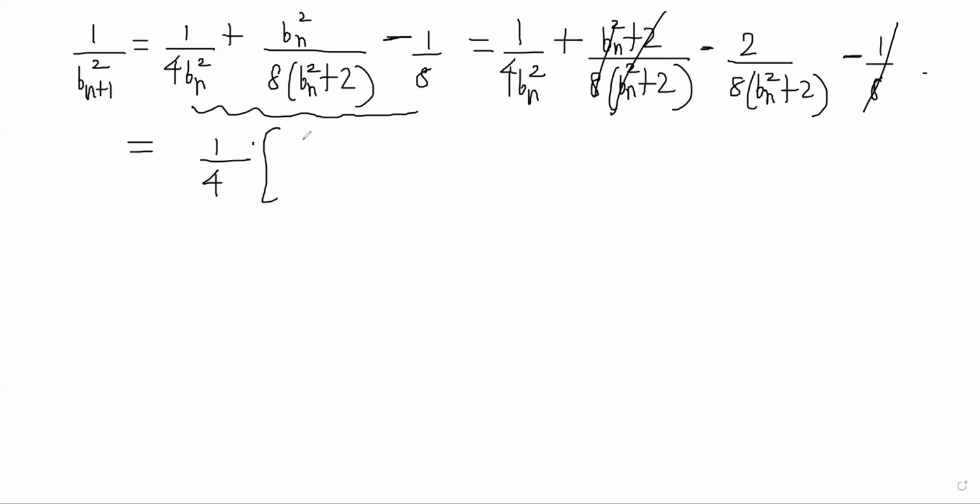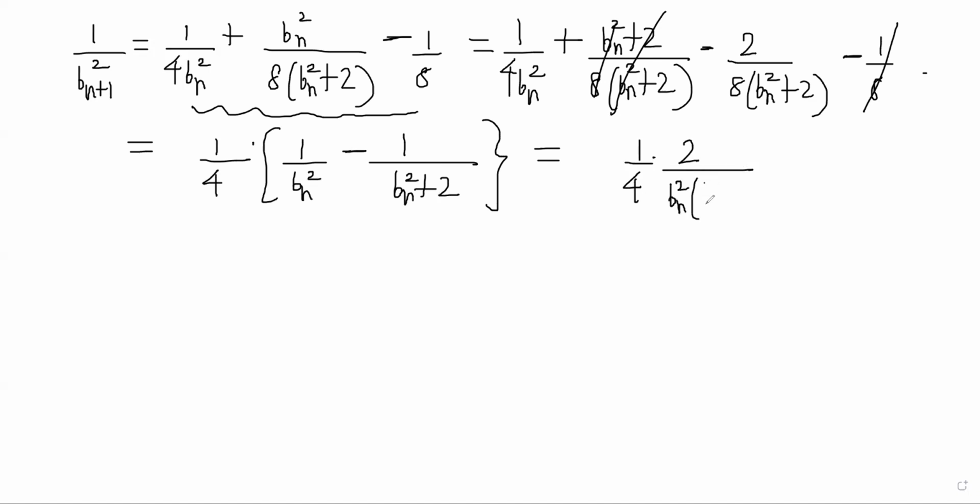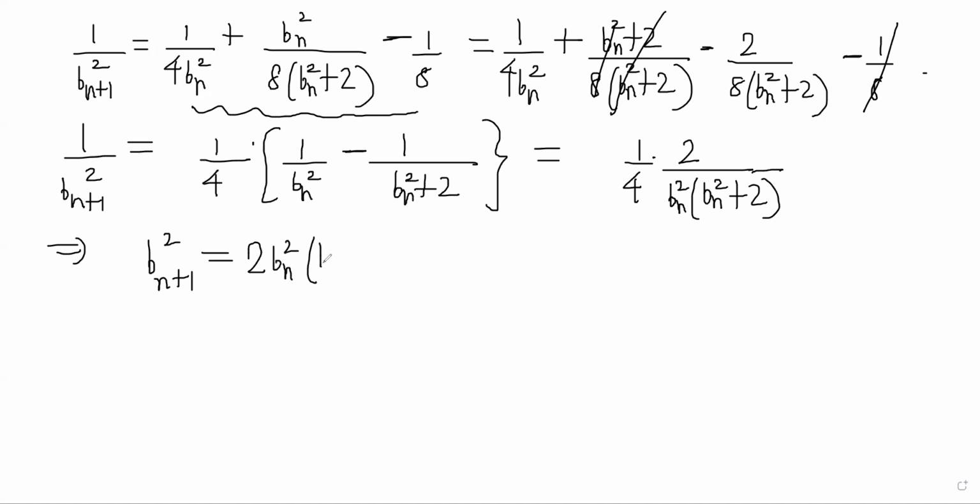1 by 4 common, 1 by bn square minus 1 by bn square plus 2. And this becomes basically 1 by 4 into 2 by bn square into bn square plus 2 here. And that is equal to 1 by bn plus 1 square. So finally, we simplify it out and we get bn plus 1 square is equal to 2 bn square into bn square plus 2. This is what we are getting.